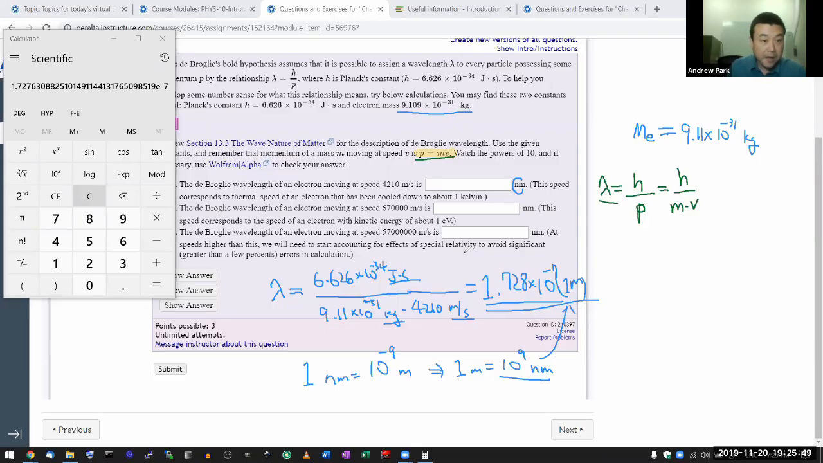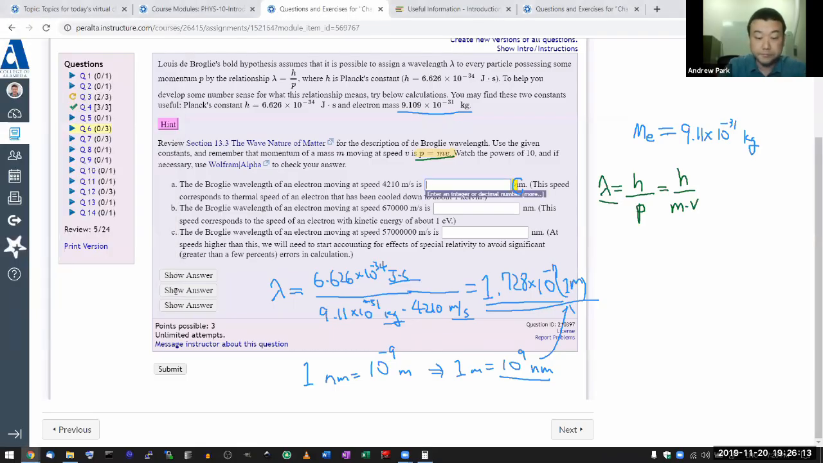So let's do that. I have that number there multiplied by 10 to the power of 9. All right, so that's equal to, let's say, 173 nanometers. All right, that's interesting. Oh, it says it corresponds to the thermal speed of an electron that has been cooled down to about 1 Kelvin.